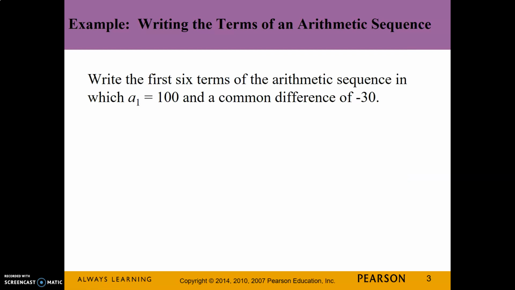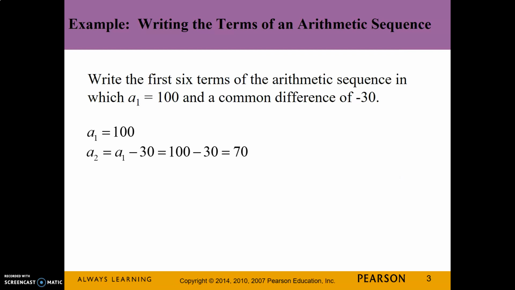So I want the first 6 terms of an arithmetic sequence in which a1, our first term, is 100, and we have a common difference of negative 30. So in this case, obviously, it's a decreasing amount. A common difference can be positive or negative. So a1 was given to us, so we have one of our answers already. And we simply are just going to subtract 30 every single time to get the next term.